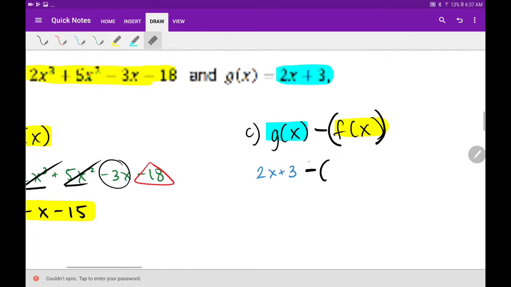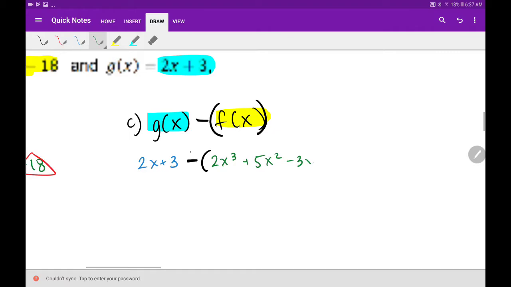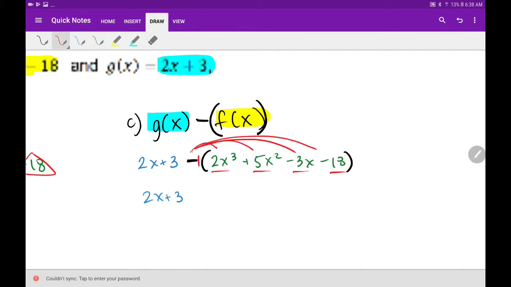So let's fill in f of x now inside our parentheses. That's going to be 2x cubed plus 5x squared minus 3x minus 18. And now we're going to distribute that -1 that's really there. So if I distribute it out, that really means just flip all the signs. So let's rewrite this. 2x plus 3 minus 2x cubed minus 5x squared plus 3x plus 18.